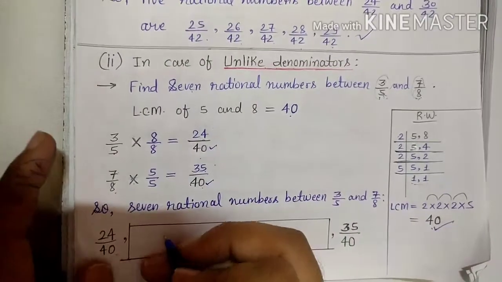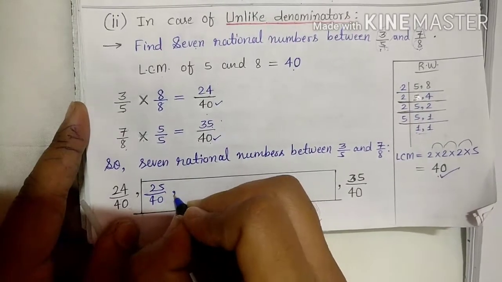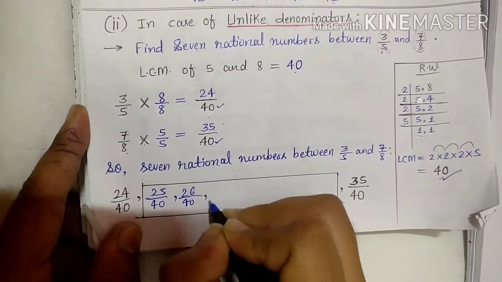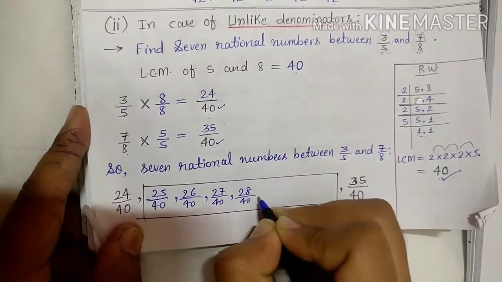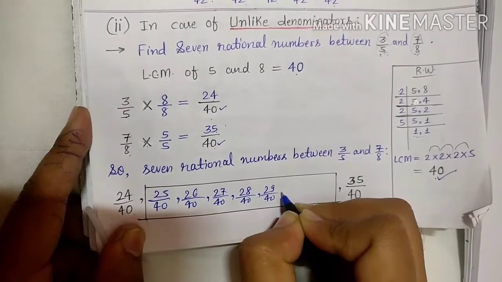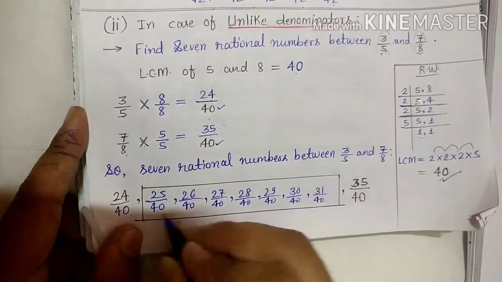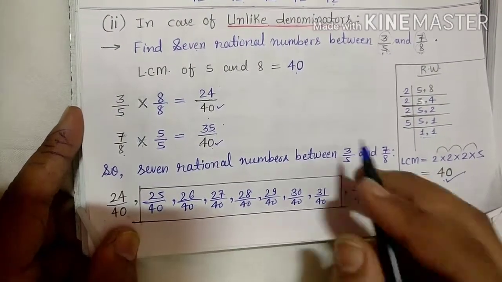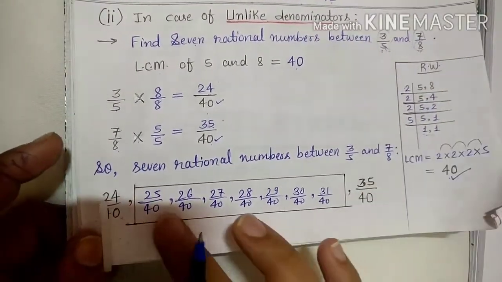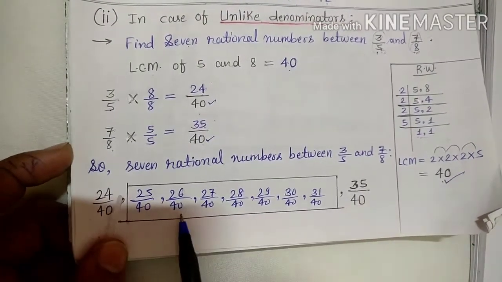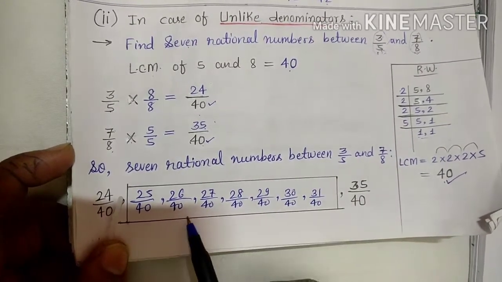After 24 what will come? 24 upon 40, then 25 upon 40, then 26 upon 40, then 27 upon 40, then 28 upon 40, 29 upon 40, 30 upon 40, 31 upon 40. Just check: 1, 2, 3, 4, 5, 6, 7. If they have asked for more than 7, then we can find those also. Okay, we have found our answer here. We can put them into simplest form also, if they are divisible. That answer will also be correct, and this answer is also correct.